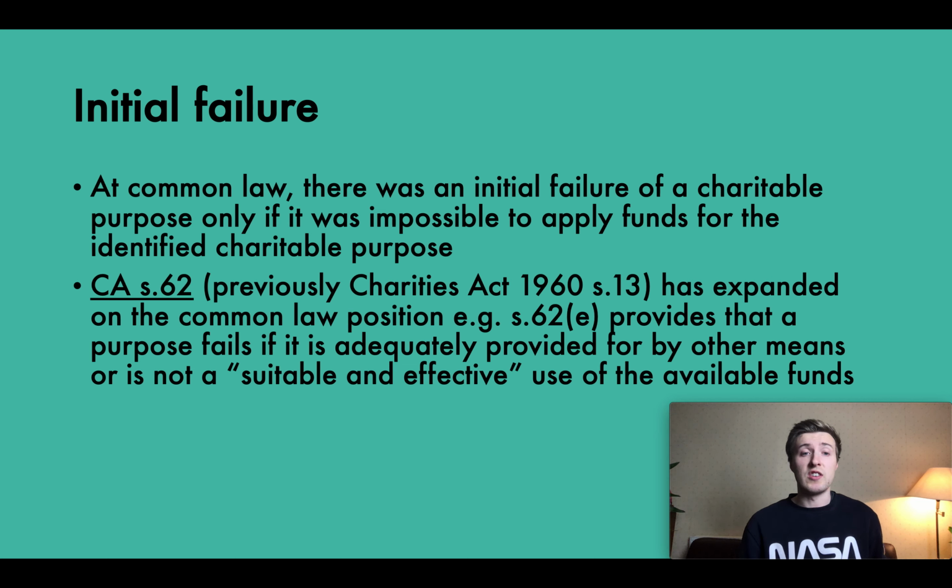Now, the Charities Act Section 62, which was previously the Charities Act 1960 Section 13, has expanded on the common law position. For example, Section 62 subsection E provides that a purpose fails if it is adequately provided for by other means or is not a suitable and effective use of the available funds. So now a charitable purpose will have initial failure not only if it is impossible to apply the funds for the identified charitable purpose, but also if the purpose is already adequately provided for by other means or is not a suitable and effective use of the available funds. So circumstances where there may be an initial failure have now been liberated.